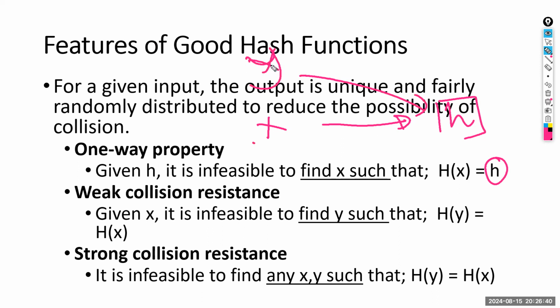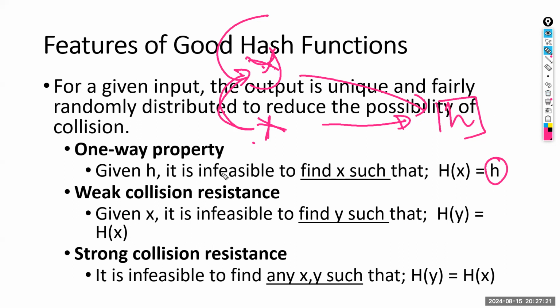Maybe if there's another Y value that gives the same H value, then even though this guy changed this X to Y, still we will feel like the data is not changed. Actually, they have changed the data from X to Y. That is, if this guy can find a Y value which gives the same hash value. If it is easy to find such a value, that means one-way property is not fulfilled. So ideally, it must be infeasible for someone to find this kind of value, or at least it must be very difficult. So that is called one-way property.